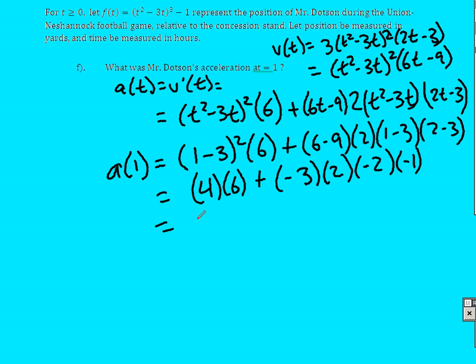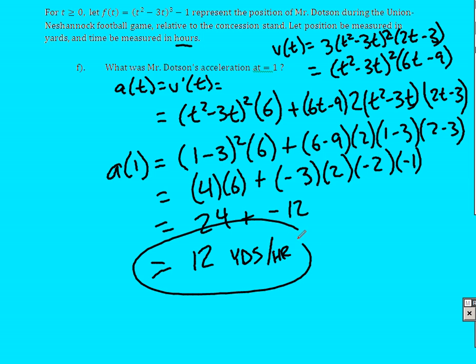So I should have 24 plus, and this should all multiply. 3 times 2 is 6, times 2 is 12. And we have a negative, positive, now negative again. 24 plus negative 12, so we're going to have 12, and again if we use units, in this case yards per hour, as my final answer. So there you have it. And again, like I said, once you get to the end, you're going to be able to do something like this with no problem by the time the AP test comes around.